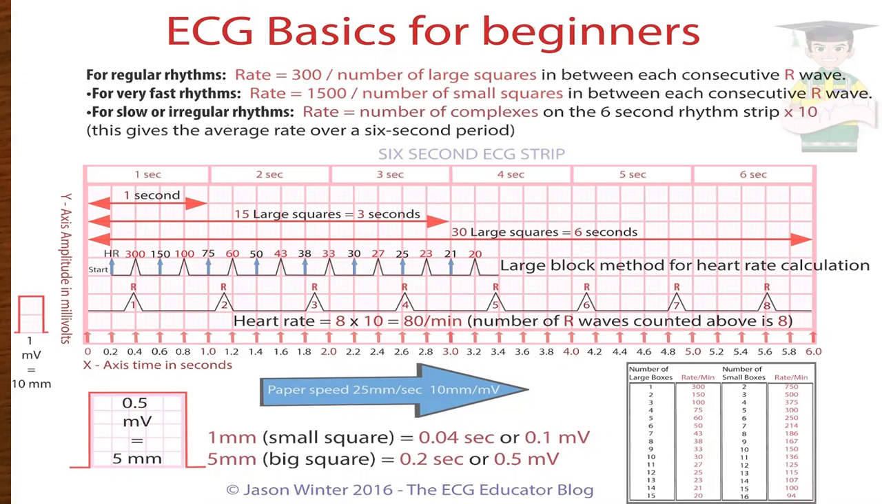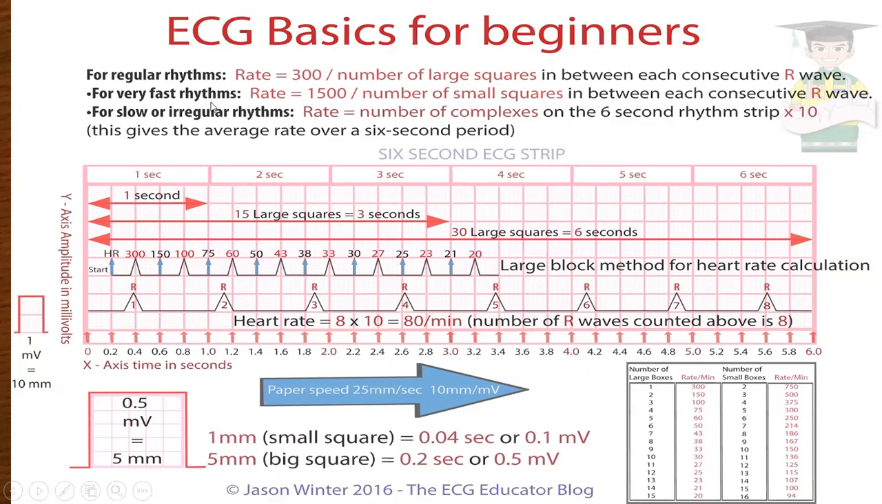Our lecture today is on chapter 5, calculating heart rate, and we're going to talk about the kind of heart rate to calculate for the different types of regularity. So here's just an illustration for regular rhythms. You're going to use the 300 block method, and so it'll be 300 divided by the number of large blocks in between each consecutive R wave. And if you look down here, it gives you an illustration of that.